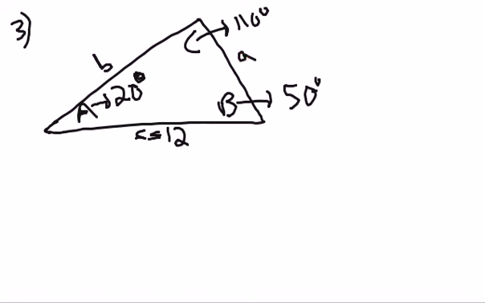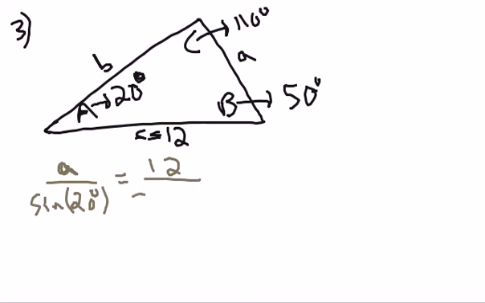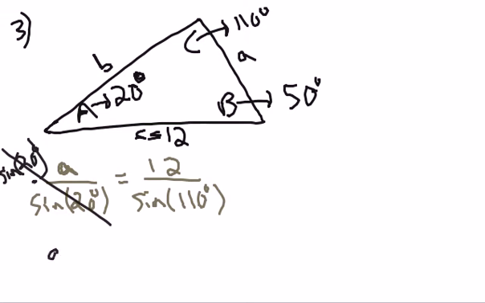So I'm going to say side A over sine of angle A, where angle A we just said was 20 degrees, is equal to side C, which is 12, over sine of angle C, which was 110 degrees. Okay, so I'm going to use my calculator here, make sure you're in degree mode, and I'm going to multiply both sides by sine of 20 degrees so that these cancel.